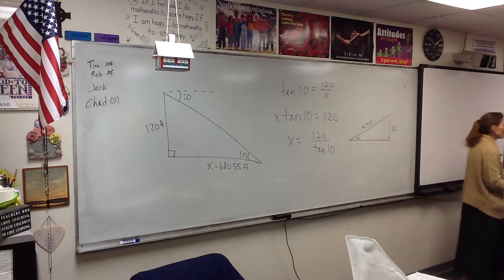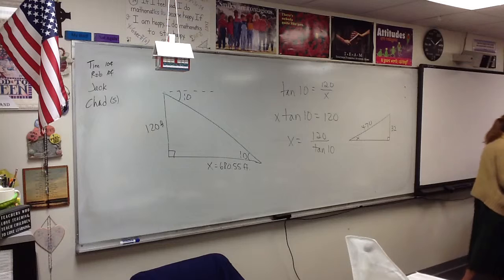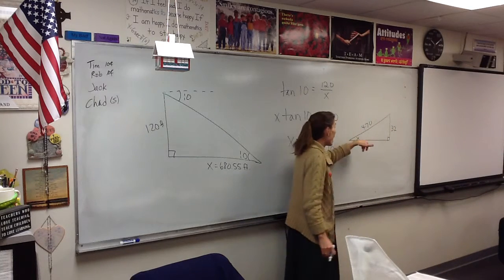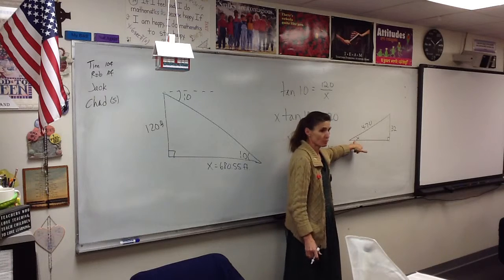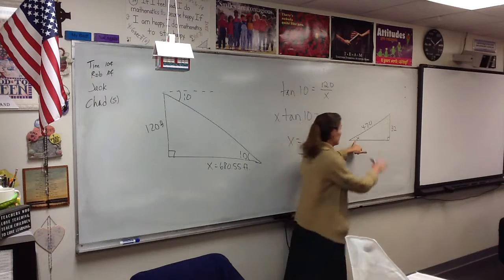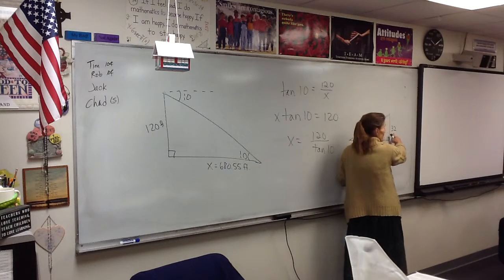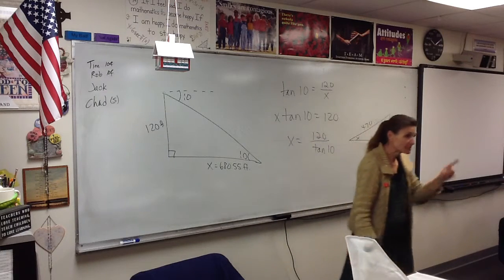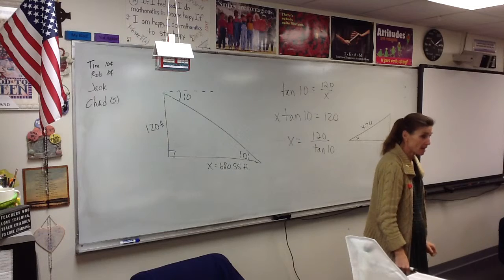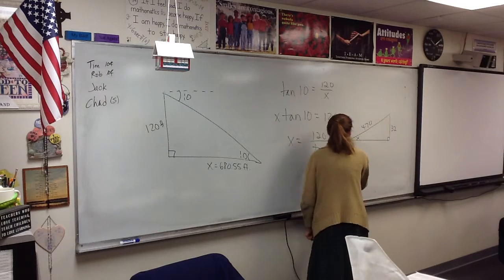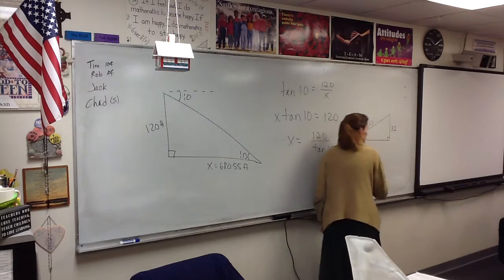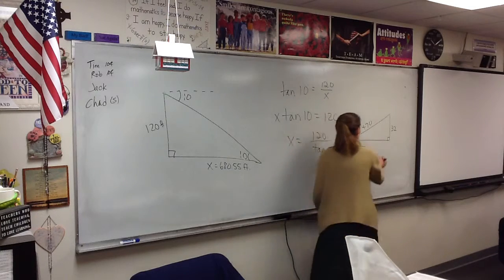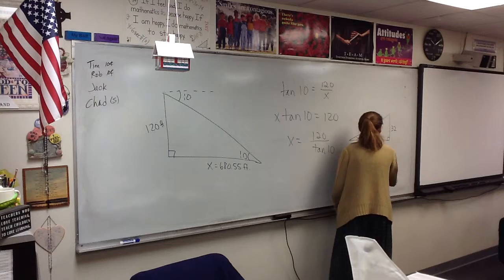You are going to write an equation using sine, cosine, or tangent. Why would we use sine? This is which side? Opposite. Which function involves opposite and hypotenuse? Sine. Good call. So we'll say sine x. I don't know what that angle is. I'm going to say sine x equals 32 over 470.